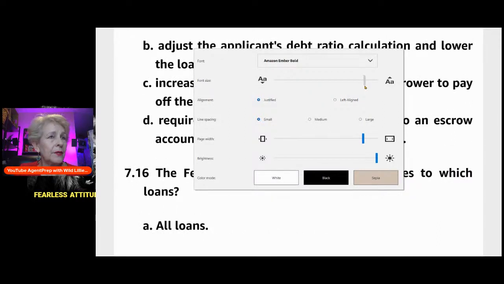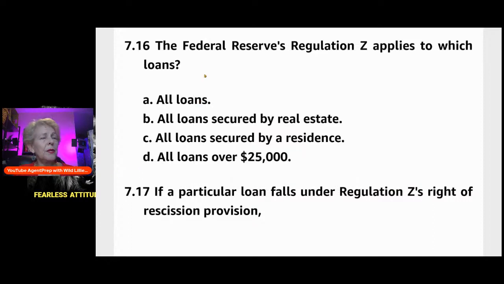See if I can get it all on one page. Yeah, there we go. The Federal Reserve's Regulation Z applies to which loans? So remember, these are vocabularies, things that we need to know. Regulation Z is referred to probably in different places in your courses and your financing. So it applies to all loans? A, B, all loans secured by real estate? C, all loans secured by a residence, or D, all loans over 25,000. Which do you believe the answer is?